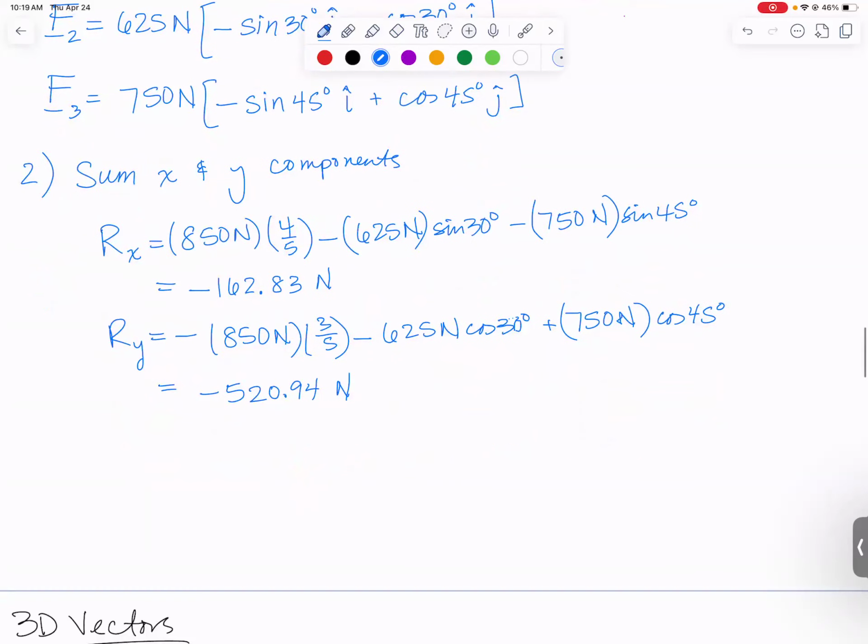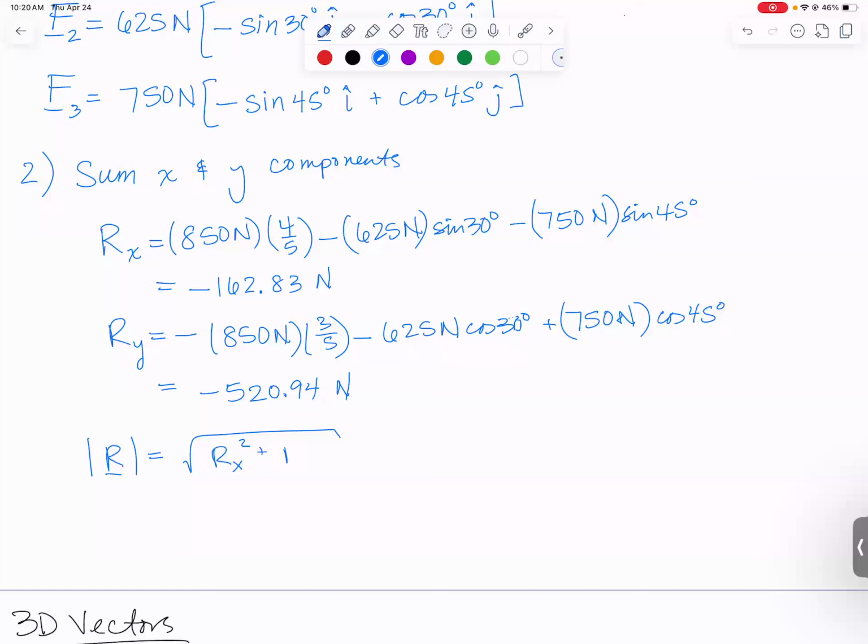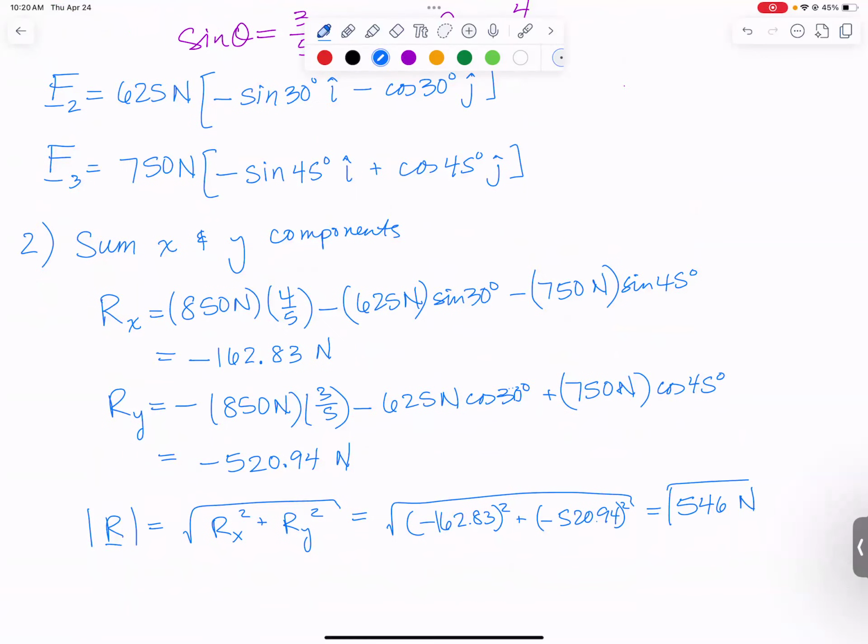Next, let's find the magnitude of the resultant force. Some books would write it with bars on either side to indicate magnitude. Well, Pythagorean theorem is rx squared plus ry squared. And that's going to be the square root of minus 162.83 squared plus minus 520.94 squared, which comes out to be 546 newtons. That one I rounded to 3 sig figs because it's my final answer for the magnitude.